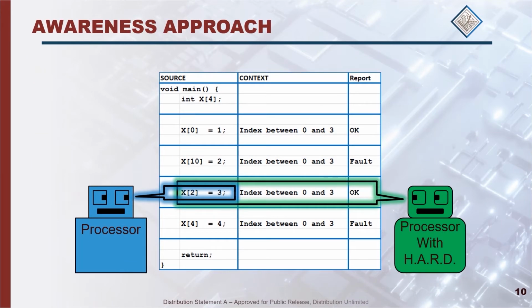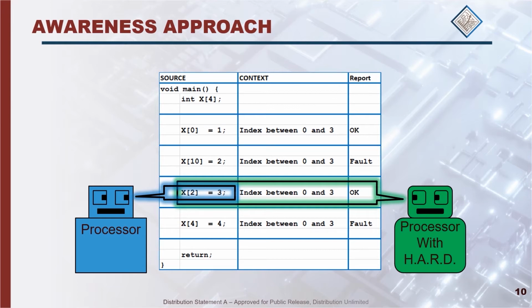So in the hard approach, we're looking to give the program a little bit more awareness of what's going on. So what does that mean? In the case of this simple program, on the left, the processor is just looking at the bit of code and just executing that. It's missing the context. It doesn't know that the array is of a certain size. It just simply assigns that value to whatever that index is.